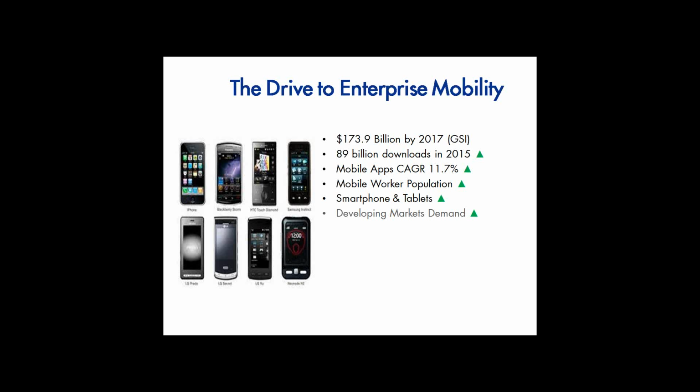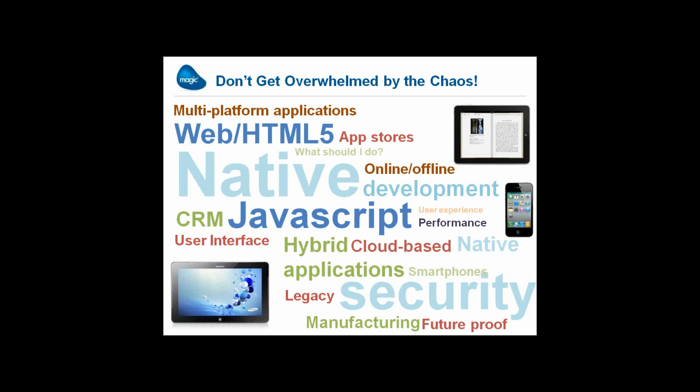The numbers of downloads in 2015 are expected to reach 89 billion. Compound annual growth rates of something like 12% are being driven by huge increases in the number of mobile workers and by the number of smartphones and tablets that are available to people. And we particularly see this increasing in developing markets around the world as well, where traditional computer infrastructure in the past may not have been as strong, but mobile phones and tablets are available and therefore are coming into particular use in those markets as well.